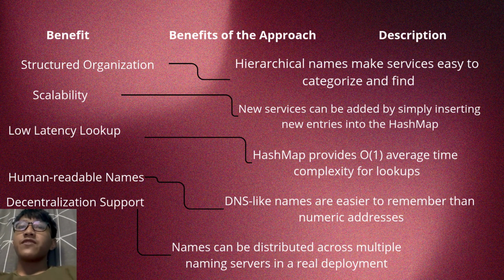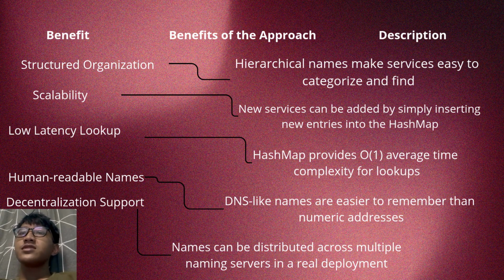The first benefit is structured organization, which means hierarchical names make services easy to categorize and find. Number 2 is scalability, which means new services can be added by simply inserting new entries into the hashmap. Number 3 is low latency lookup, which means HashMap provides O(1) average time complexity for lookup. Number 4 is human readable names, which means DNS-like names are easier to remember than memory addresses.